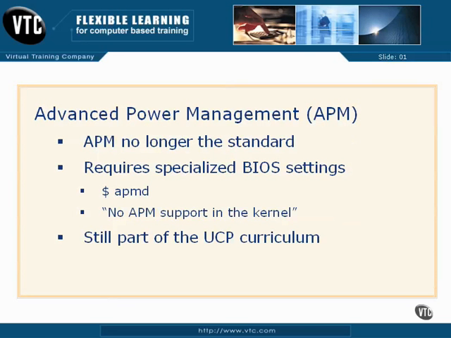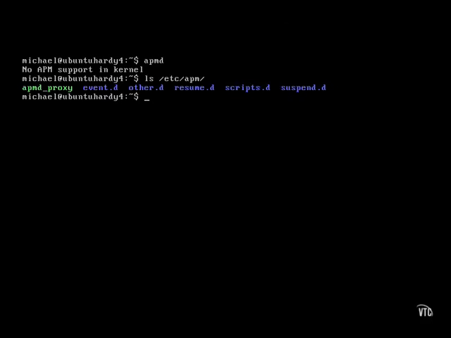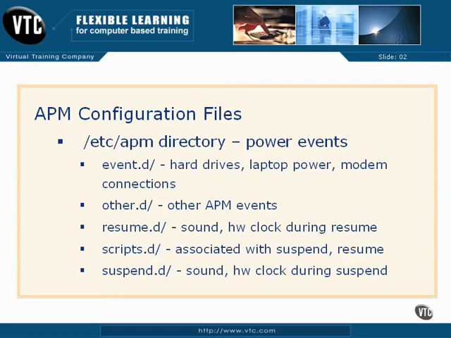But as APM is still explicitly cited in the UCP curriculum, you still need to know a bit about how this works. Advanced Power Management events are categorized as configuration files in the /etc/apm directory. As you can see, there are several subdirectories in that directory. Files in the event.d subdirectory relate to events associated with hard drives, laptop power modes, and modem connections.